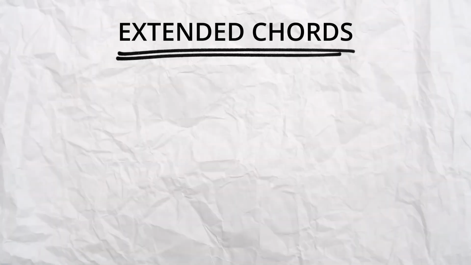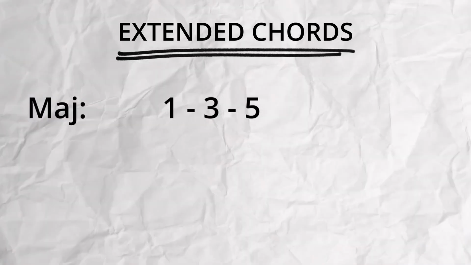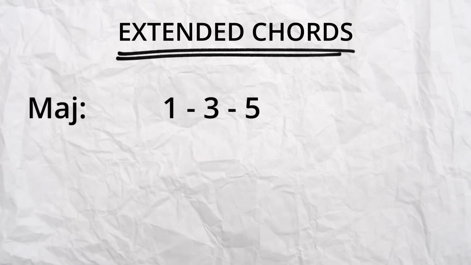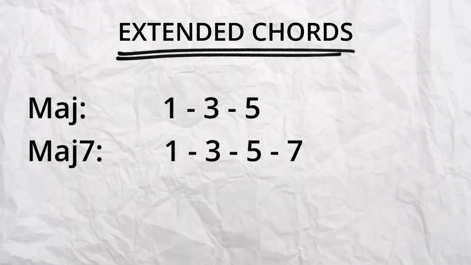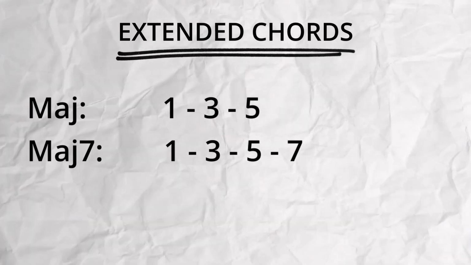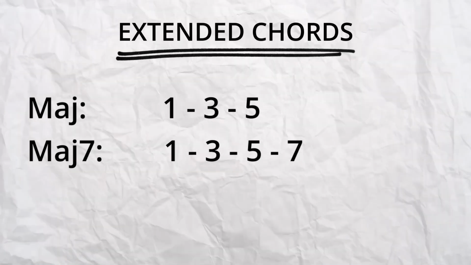So, just a quick bit of theory. When I first started, I struggled to know why the chords were named what the chords were. So let's break it down below. For your major chord, you've got the root note, the major 3rd, and the perfect 5th. For your major 7th chord, you've got the root note, the major 3rd, the perfect 5th, and the major 7th.